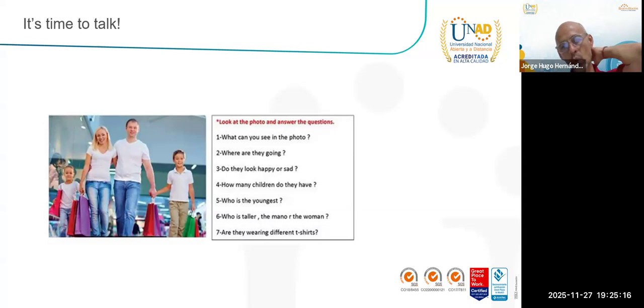Number 1, what can you see in the photo? Okay, you can answer this question saying what you can see in this photo. Number 2, where are they going? They have just finished their shopping, or they are walking around the shopping mall because they need another thing to buy.